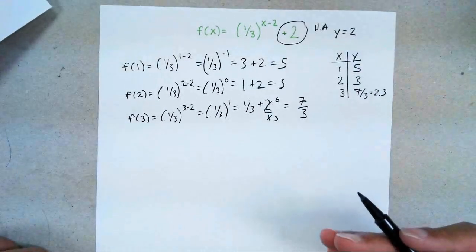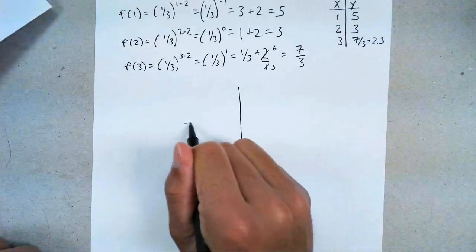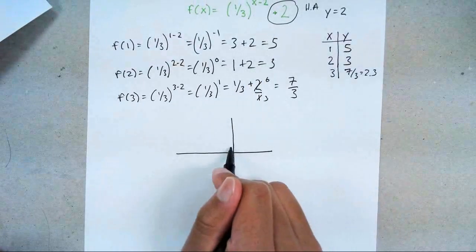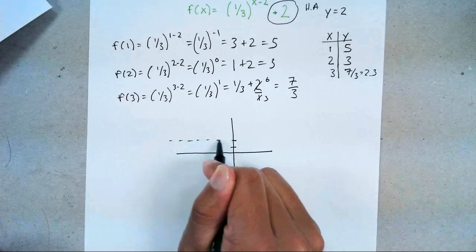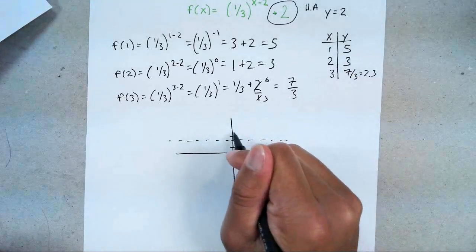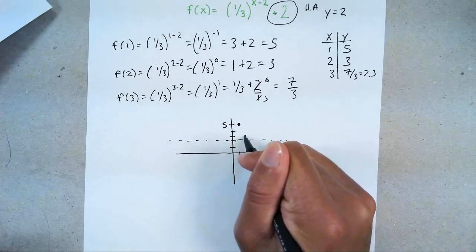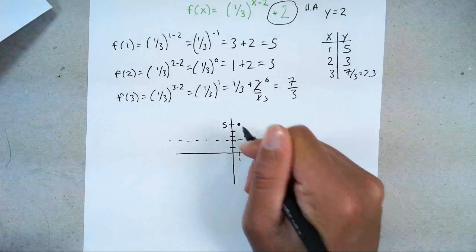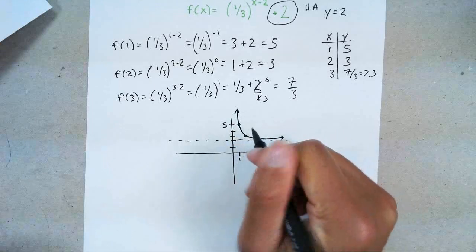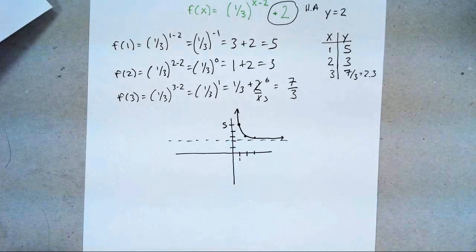Now, once you get these values, you're going to graph all these points. Now don't forget that we said that there's a horizontal asymptote at 2. So at 2, I'm going to put a horizontal asymptote because I know I cannot cross this line. Then my next step, graph all the points. At 1 it's 5. At 2 it's 3. And at 3 it's 2 and 1/3. And because your base is less than 1, you know it's a decay, so your graph should be going down. And that's how you graph exponential functions.